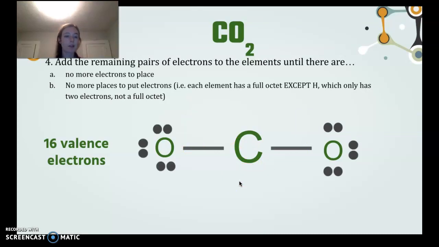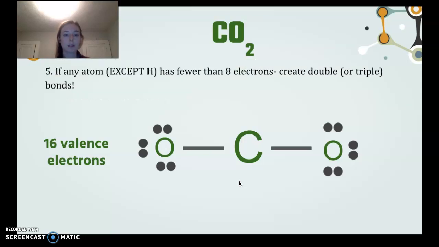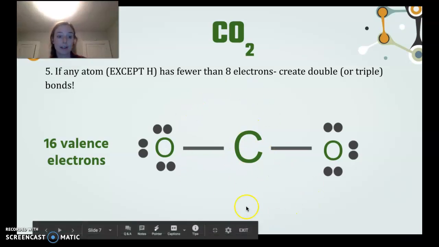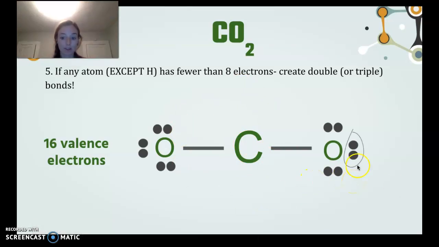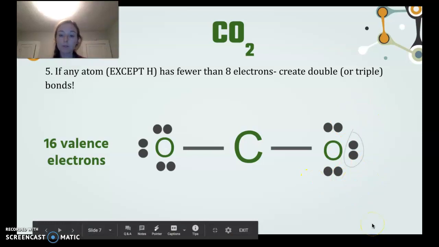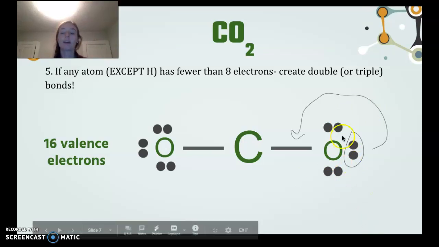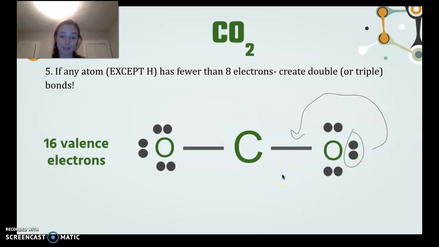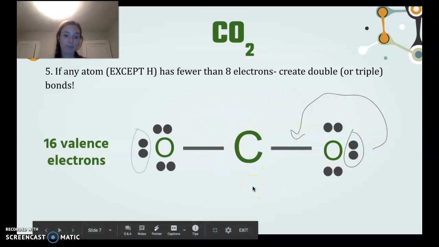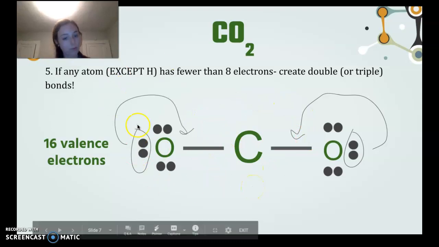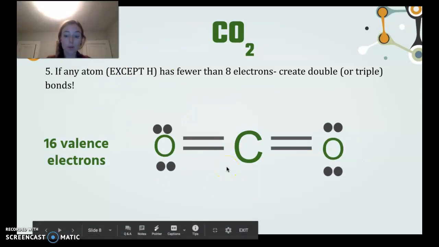Right away I'm thinking something doesn't look quite right with carbon. So if any atom except hydrogen has fewer than 8 electrons, which means it's not following the octet, carbon does not follow the octet, I need to start making double bonds. So I'm going to take valence electrons from my oxygen and move them over to create another bond, so a double bond with my carbon. I'm going to do that on this side, and then carbon will now have 6 electrons around it, but I need another 2, so create another double bond. So it looks like this.